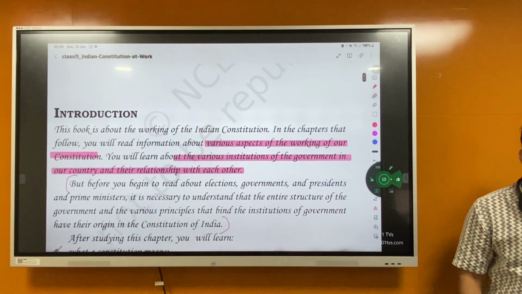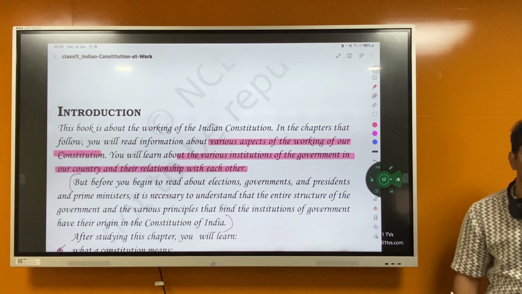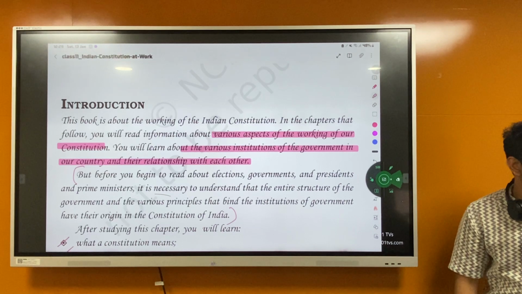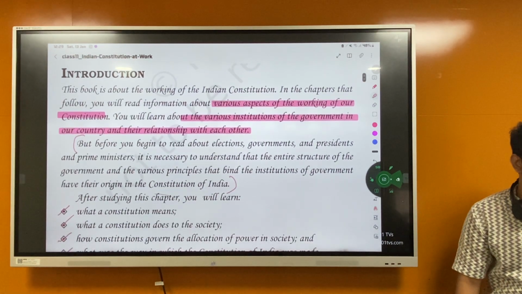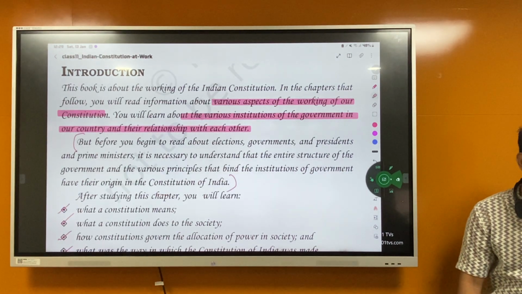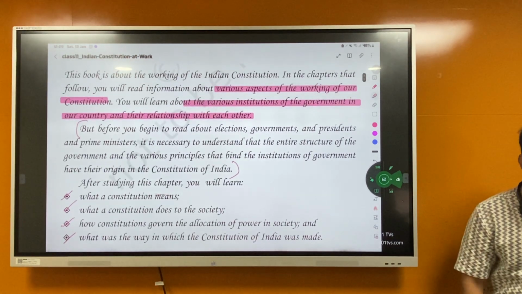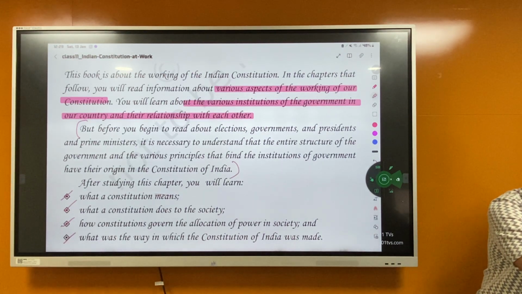This book is about the working of the Indian Constitution. In this chapter and the chapters that follow, you will read information about various aspects of the working of our Constitution, how our Constitution works. You will learn about various institutions of the government in our country and their relationship with each other. But before you begin to read about elections, government, president and prime ministers, it is necessary to understand the entire structure of the government and the various principles that bind the institutions of the government, which have their origin in the Constitution of India. So whatever we see around us, any structure, any machinery, everything is mentioned in the Constitution or created through an act made by the Parliament itself.